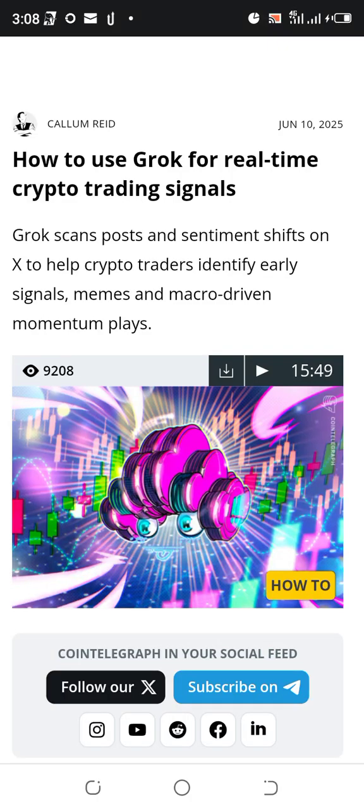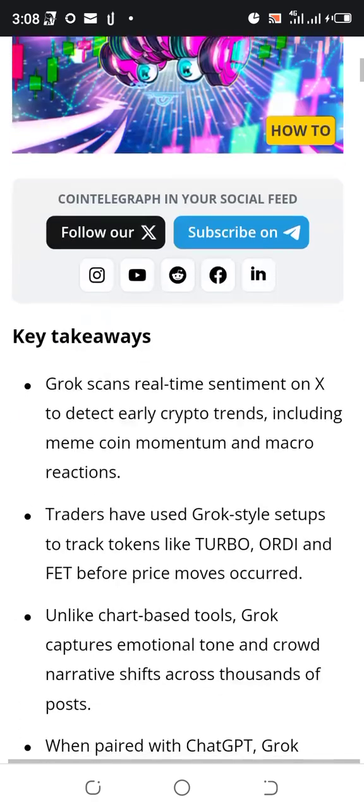Today we are going to learn how to use Grok for real-time crypto trading signals. Grok scans posts and sentiment shifts on X to help crypto traders identify early signals, like meme coins and momentum plays. So, key takeaways.